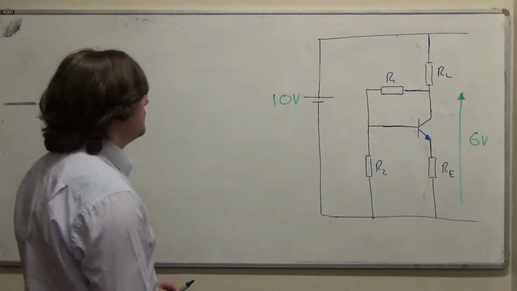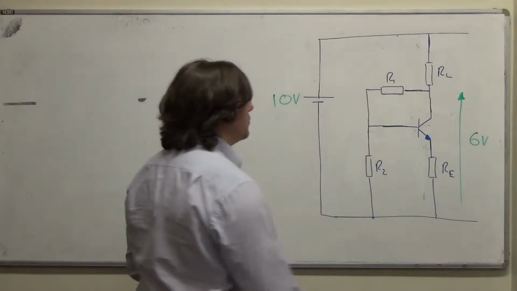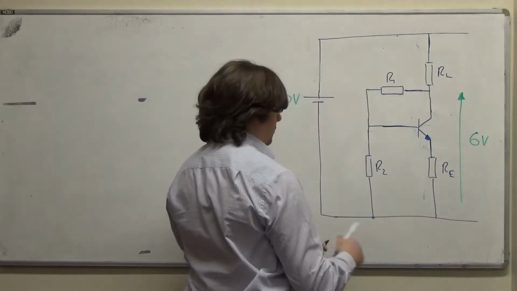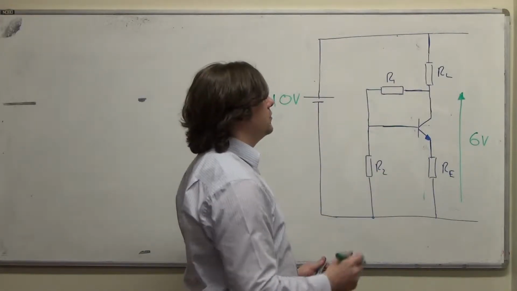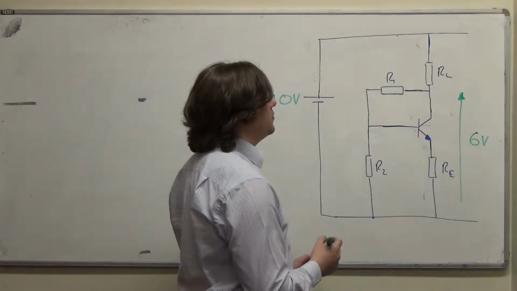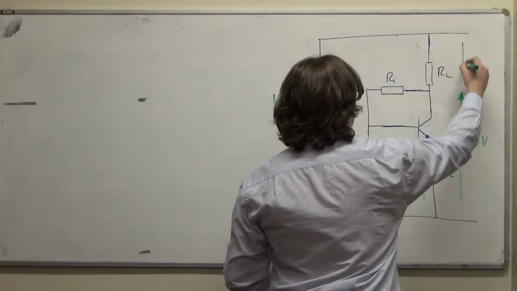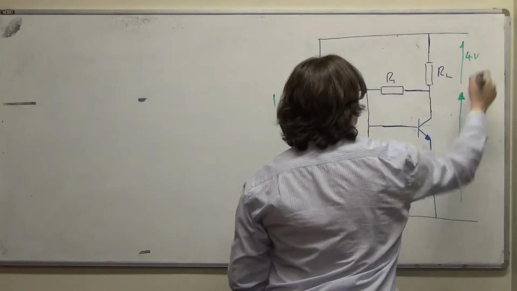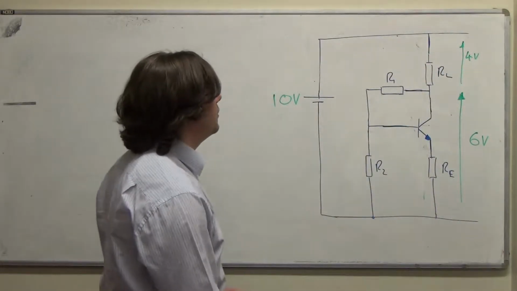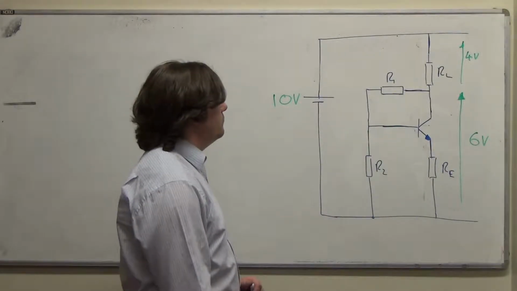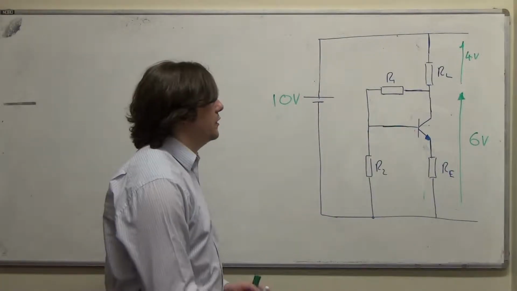So if we wanted, we've got 10 volts total, 6 volts there, so there is no particular order to what I'm doing. I'm working it out as I go along. Something we can immediately say as well, there's going to be 4 volts there because VC plus VL has to add up to VS. So that's Kirchhoff's voltage law, if you like.